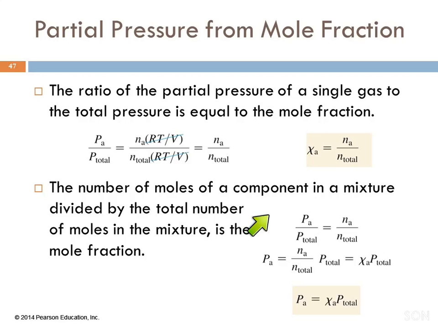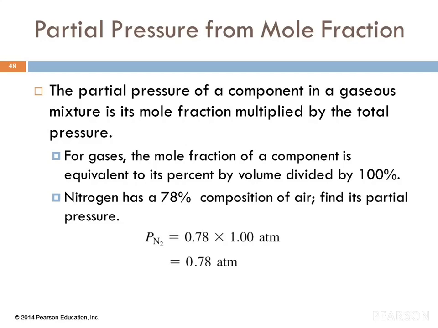Then you can take this equation, rearrange it, and find that the pressure of the individual gas is equal to the mole fraction of that gas times the total pressure. That equation right there is pretty useful. Let's put a box around it. That guy right there. So we can calculate the partial pressure of a component from its mole fraction. We take the mole fraction times the total pressure.